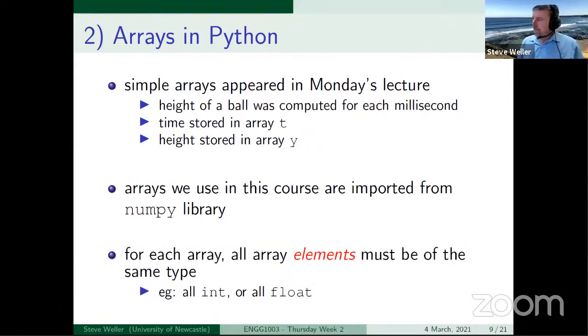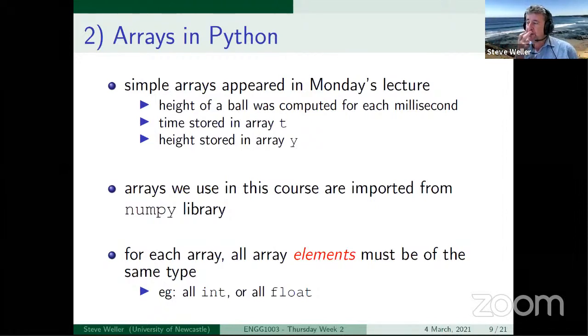The second major concept for today that I want to cover is something known as an array. And in fact, we've already seen arrays, they appeared in Monday's lecture. Remember the example we looked at? We computed the height of the ball above the ground for each millisecond for the first second of the flight of the ball. We stored the time in an array T, and the height of the ball in an array Y. We used vectorization, where we defined T using the linspace function, and then computed Y using a quadratic expression, a feature of Python, to compute the height at every millisecond.